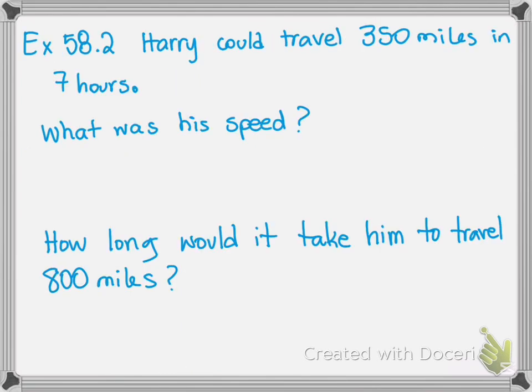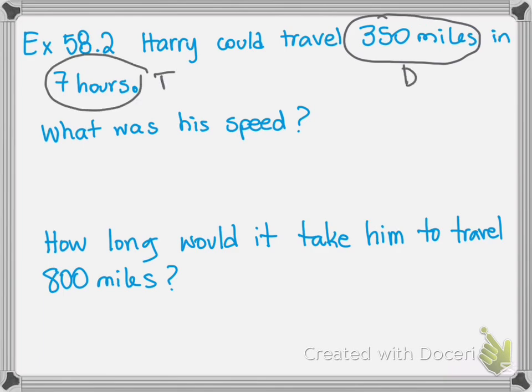Let's do another example. In the next one, it says, Harry could travel 350 miles in 7 hours. So notice that 350 miles is distance, and 7 hours is obviously time. So let's use our formula to find what is the speed. In this formula, you can put it somewhere where you can find it very easily so that you can use it in these kind of exercises.